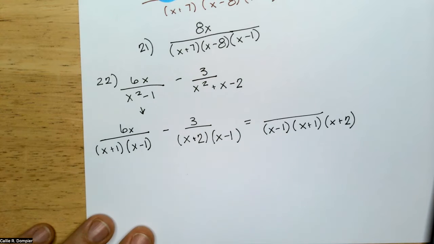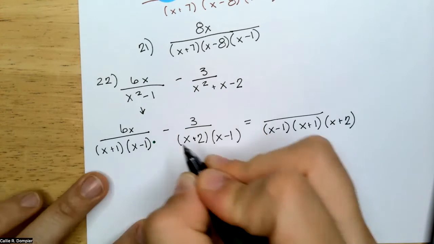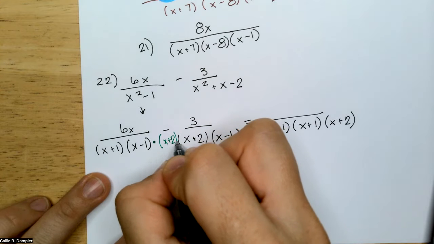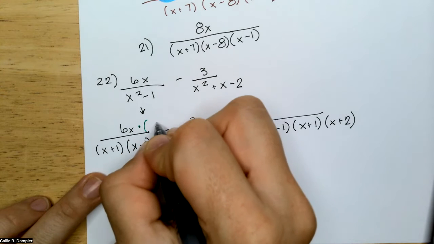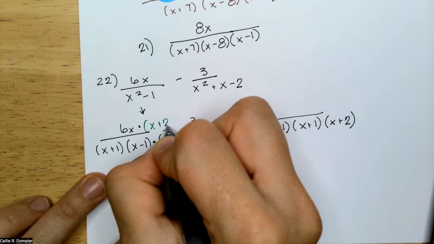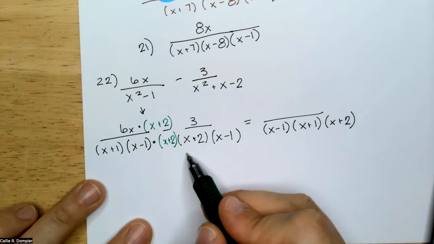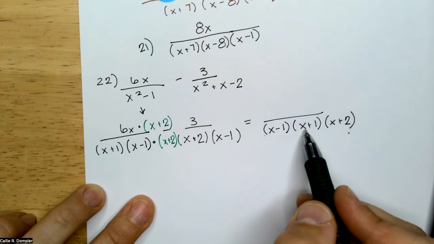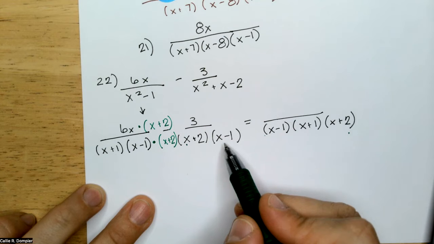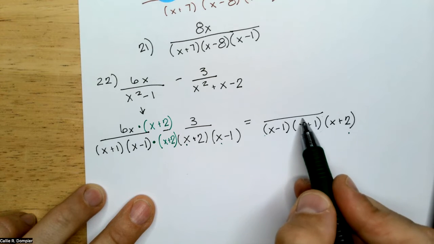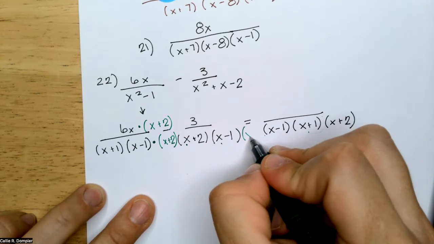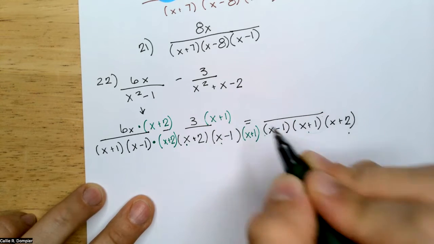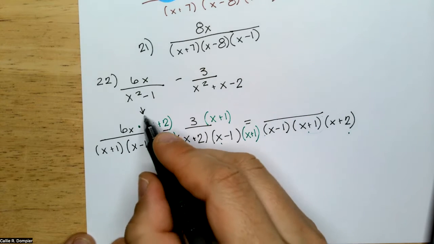To get to that answer, I need to multiply this one by just x plus 2, right? I'm going to take that 6x and multiply it by x plus 2. Over here, to get to this final denominator, I need to multiply x plus 2 and x minus 1 by x plus 1. Good. I'm just going to distribute that out.